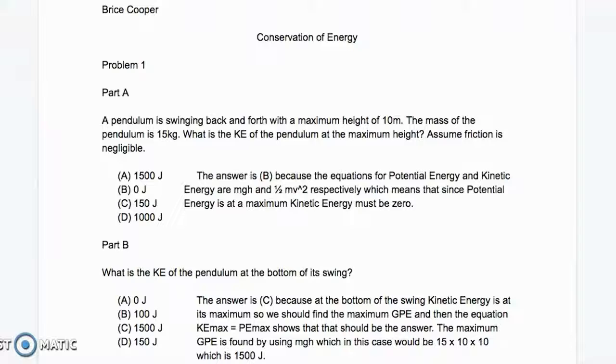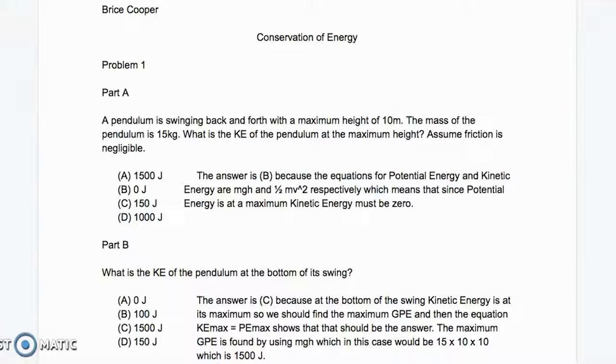The answer is B because the equations for potential energy and kinetic energy are mgh and 1/2 mv squared respectively, which means that since potential energy is at a maximum, kinetic energy must be 0. What is the potential energy of the pendulum at the bottom of its swing? The answers are A, 0 joules, B, 100 joules, C, 1500 joules, or D, 150 joules.